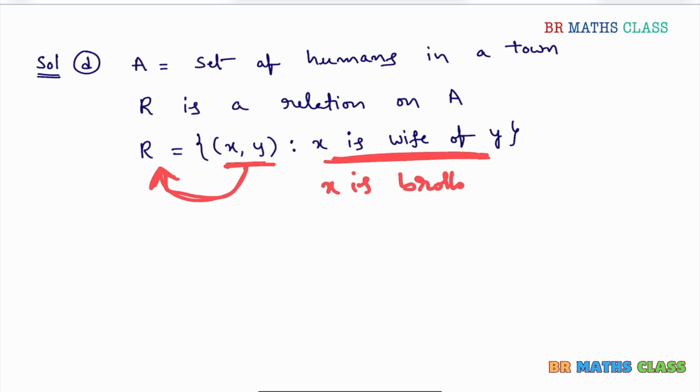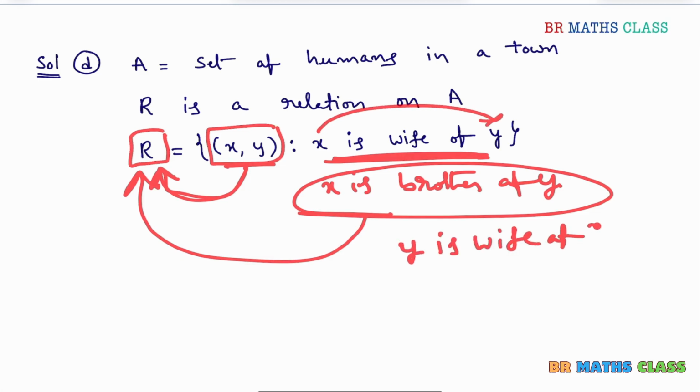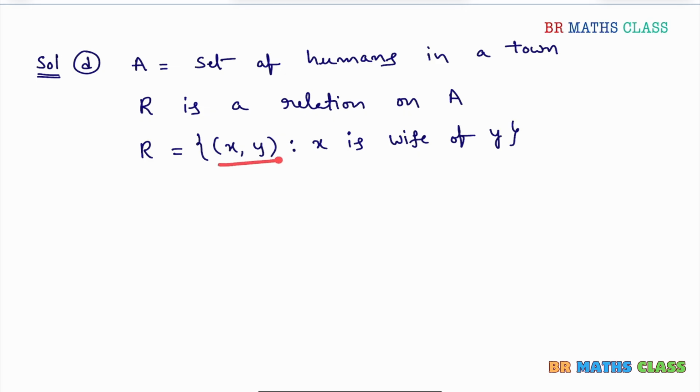Suppose x is brother of y. Does the order pair x comma y belong to this relation? No. This relation contains order pairs in which x must be wife of y, right? Suppose y is wife of z. Then does the order pair y comma z belong to this relation? Yes, the order pair y comma z belongs to the relation. You need to understand what type of order pairs are there in this relation.